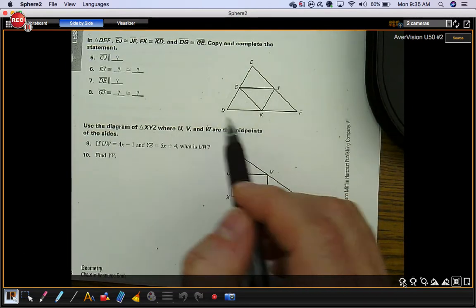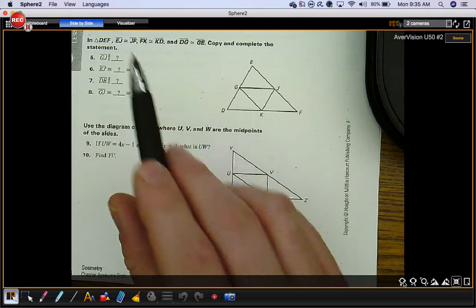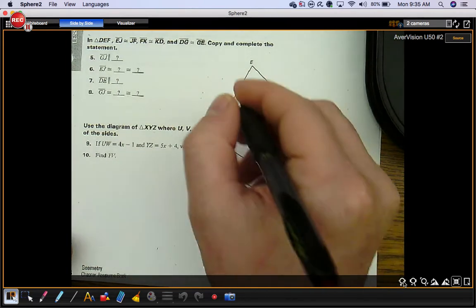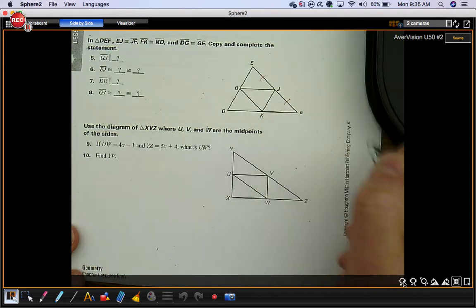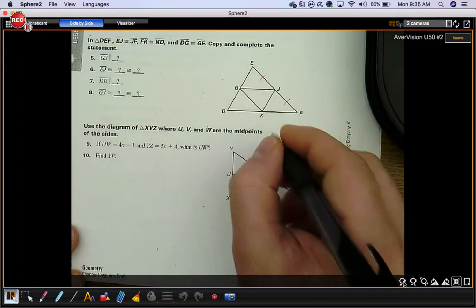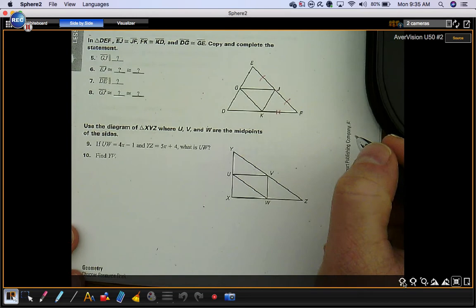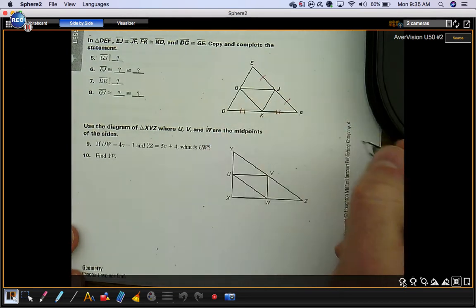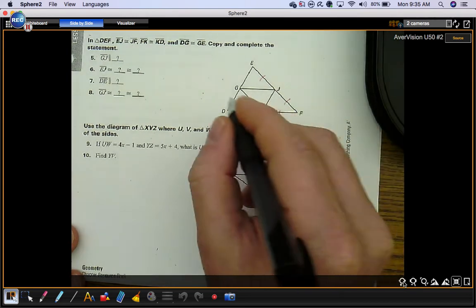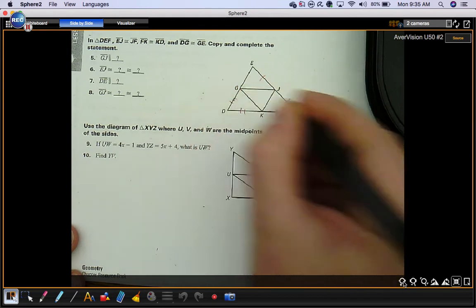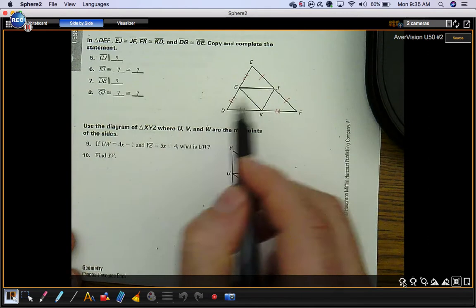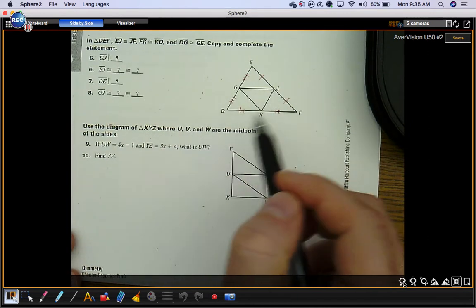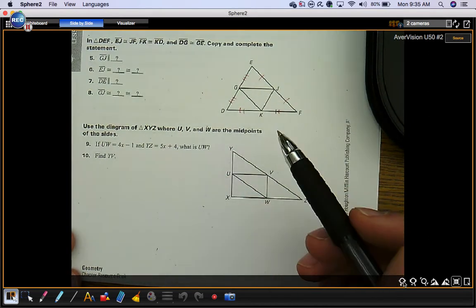In triangle DEF, they're telling you that segment EJ, I'm going to mark it, is congruent to segment JF. Also, segment FK is congruent to segment KD. Segment DG is congruent to segment GE. They didn't tell you that these were midsegments, but if you look at the diagram, they are midsegments.